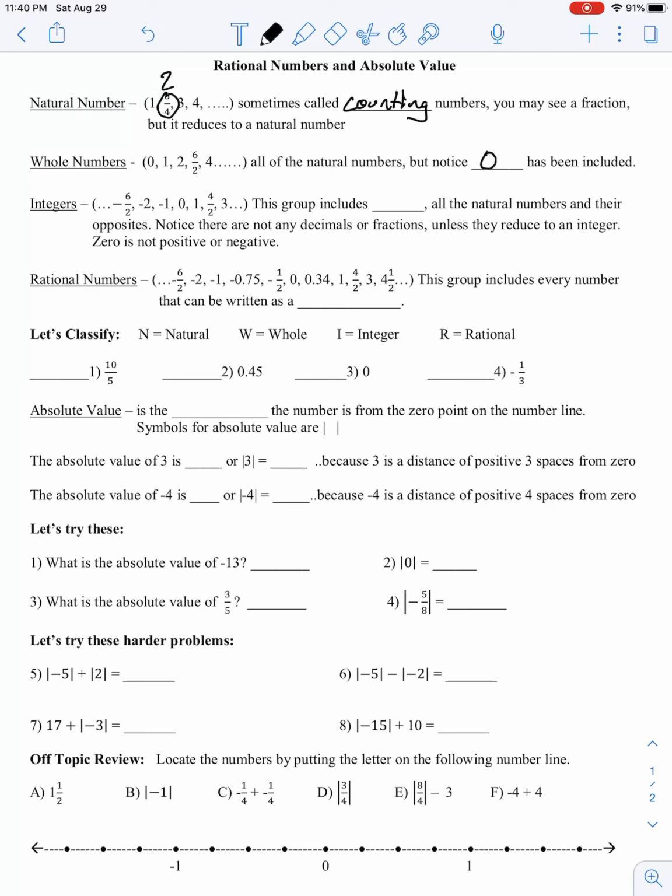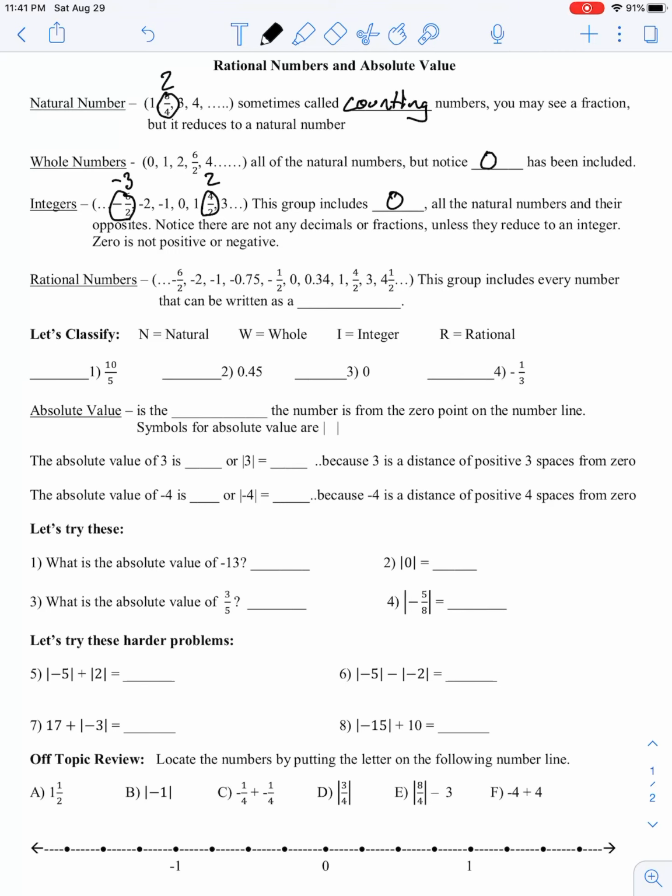Alright, next is integers. This group of numbers, just like before, includes 0, but we're also going to add on to this list all of our opposite numbers, so all the negative numbers that go with that. We see a couple of fractions here as well, but we notice that negative 6 over 2 will reduce down to negative 3, and 4 over 2 is going to reduce down to 2. So just remember, integers are going to be negative whole numbers, 0, and positive whole numbers in order to make up our list of integers.